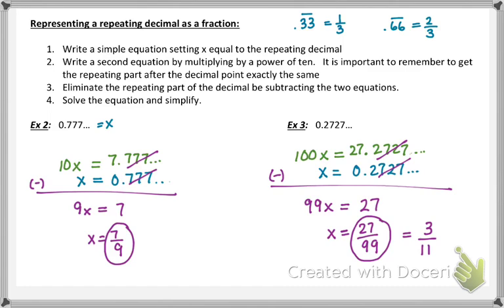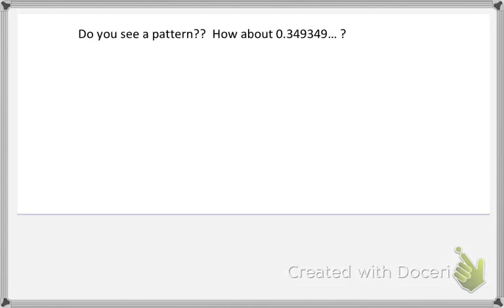Okay, but see if you notice a pattern. Do you notice a pattern? 0.777 repeating as a fraction is 7/9. 0.272727 repeating as a fraction is 27/99. So what's the pattern? If it was 0.349349 repeating as a fraction, this is just going to be 349/999.